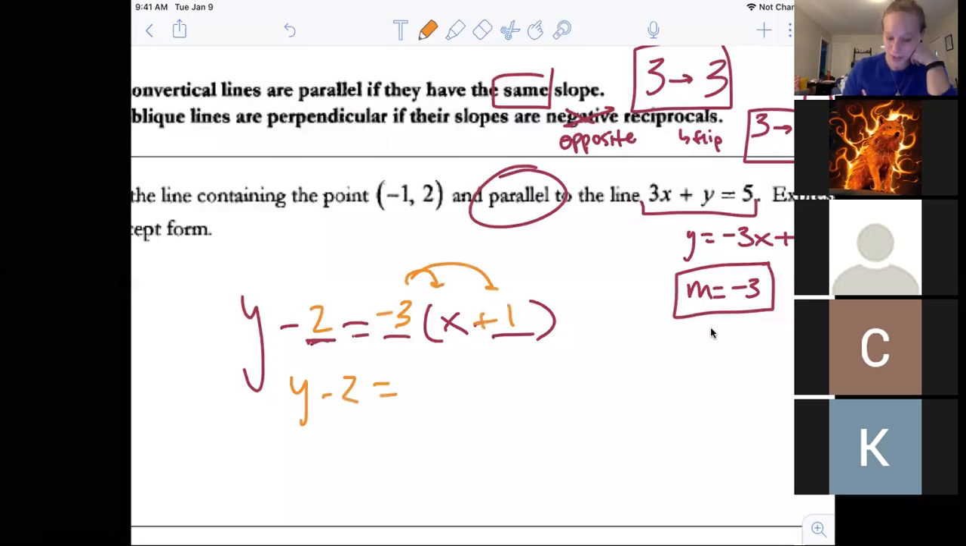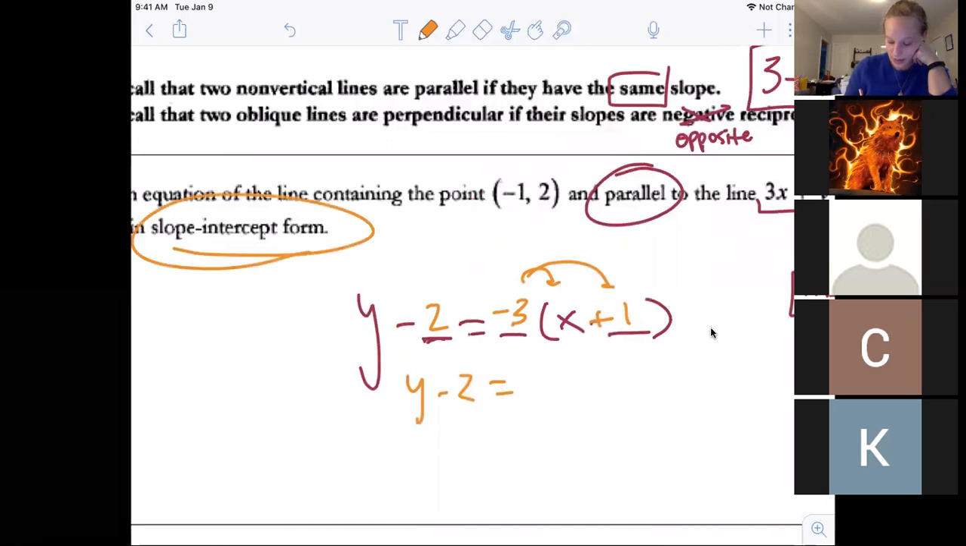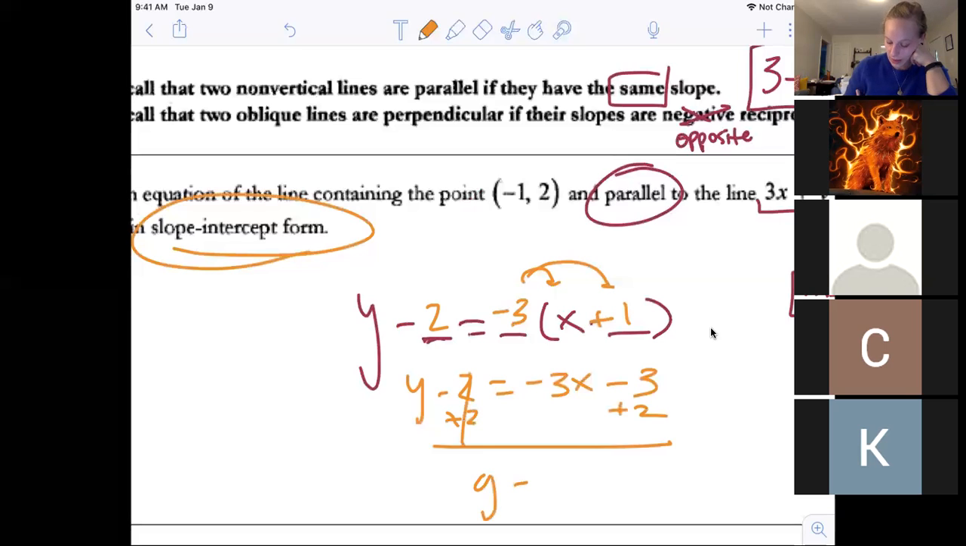All right, now we're going to distribute. We need to get it into slope-intercept form, so I can't stop until it's there. We're going to distribute that -3, and then we're going to add 2 to both sides. Y equals -3x minus 1. Questions, comments, concerns?